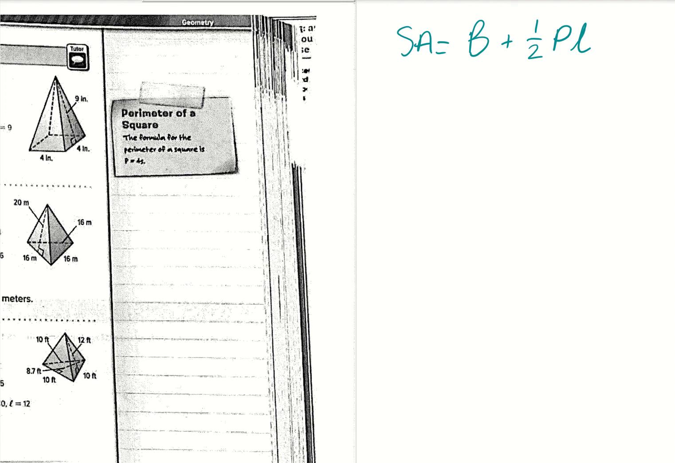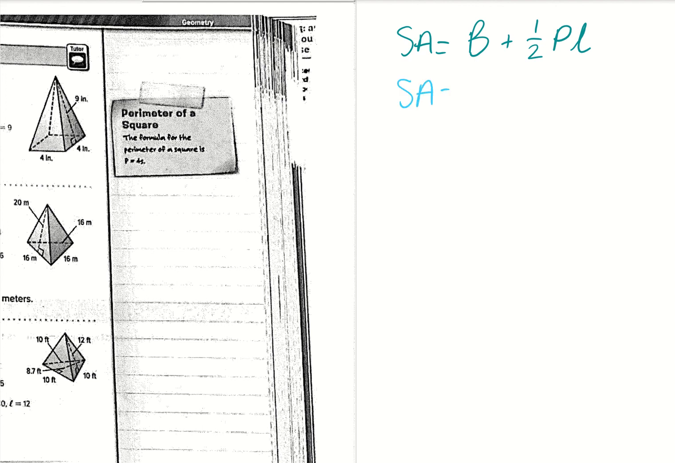All right, so for this formula, we have surface area equals base plus 1/2 the perimeter of the base times the slant height. Now, also for pyramids, I didn't mention this yet, but you'll notice there are square pyramids like this where the base is a square. And you've also got triangular pyramids like this one where the base is going to be a triangle. The formula works for either of those two, which is pretty nice. It works for any of your pyramids.